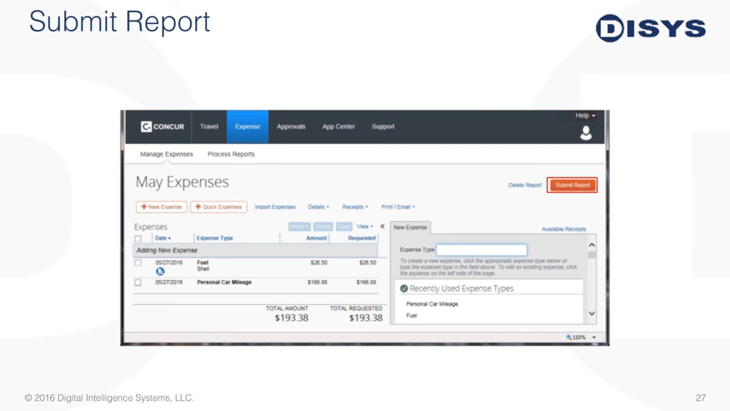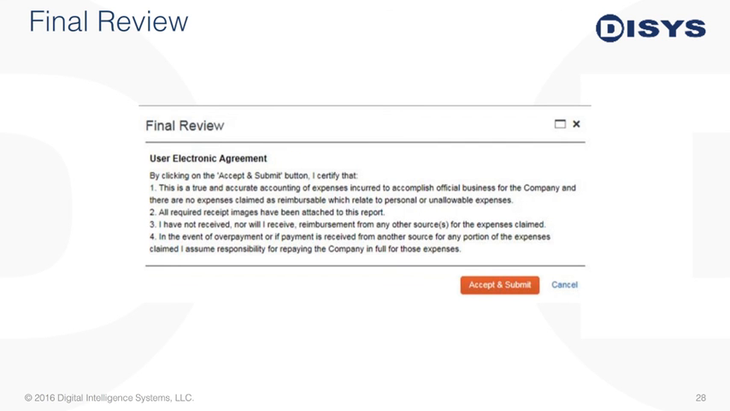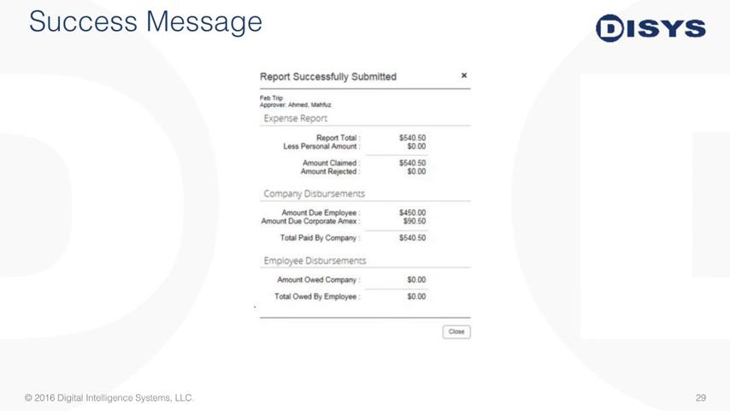Click Submit Report. A final review screen appears. Click Accept and Submit. A success message appears. Click Close. Your report will go to the DISYS Business Operations team for approval. Once approved, a report is audited by Concur before going to DISYS Financial team for final settlement.